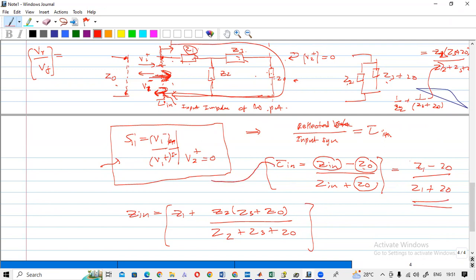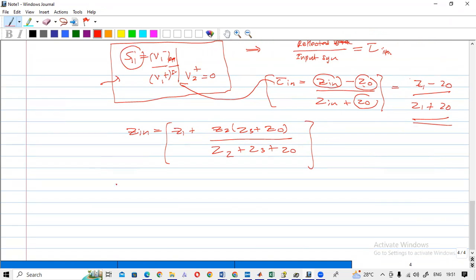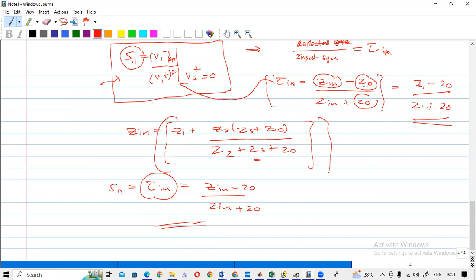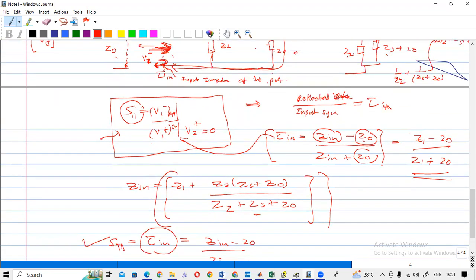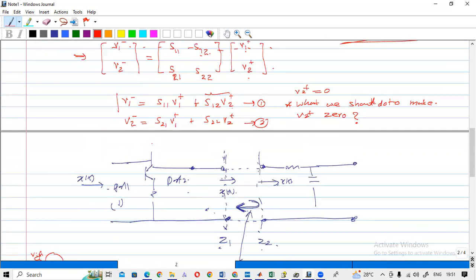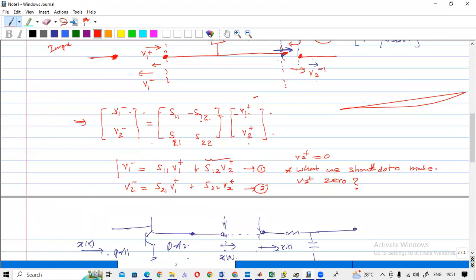Tau in is equal to V1 minus over V1 plus, that is S11. So actually S11 is equal to tau in, that is equal to Z in minus Z0 divided by Z in plus Z0. So Z in you can calculate like this, and using this and Z0, you can find the tau in. This is how we have to calculate the S11 parameter. So try to understand it.